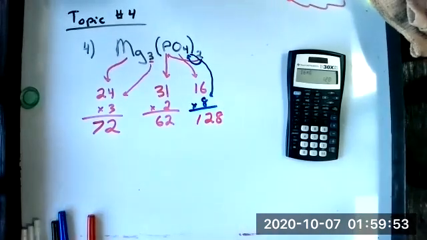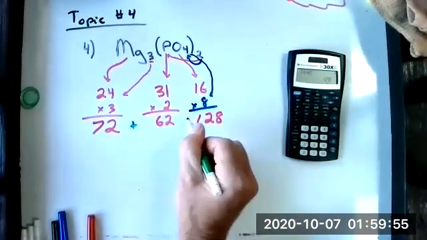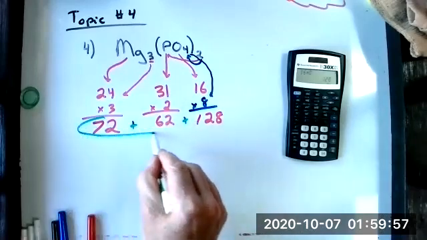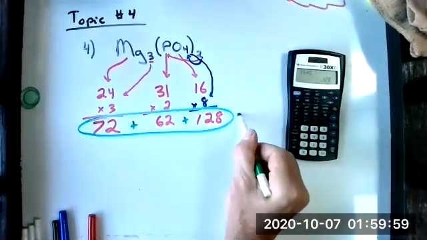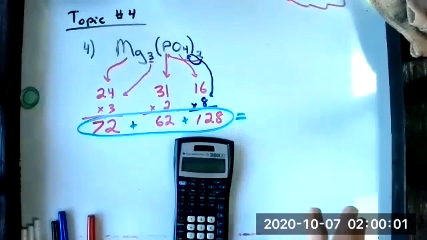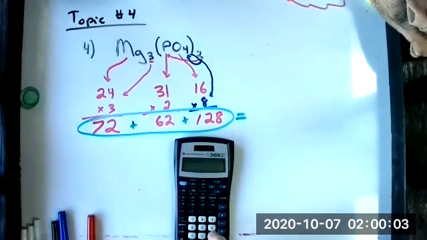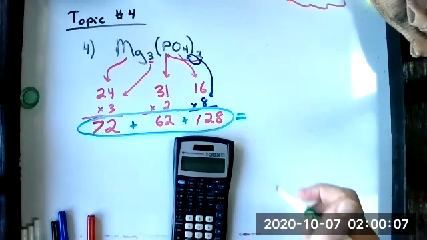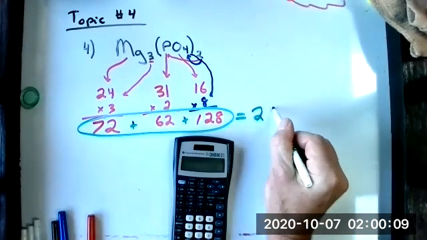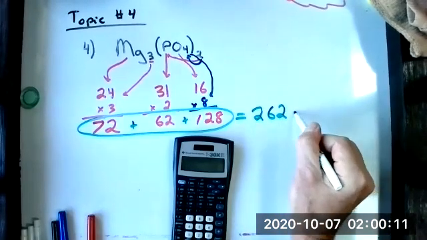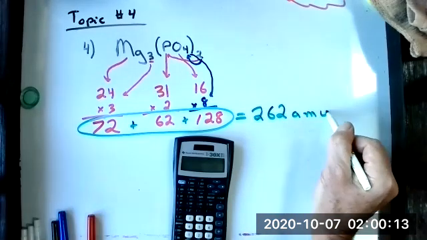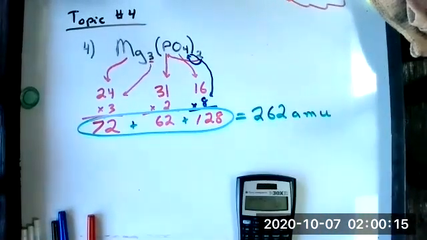All right, once I got that part out of the way, at least the rest is a little easier. 128, I will add that to 62, I will add that to 72, and my grand total is 262 AMUs. Oh yeah.